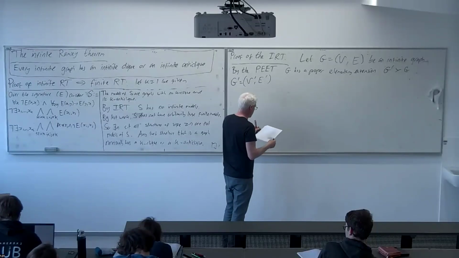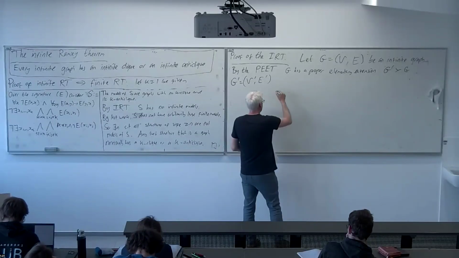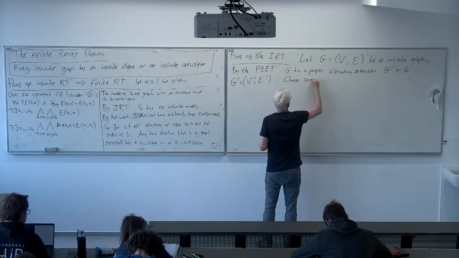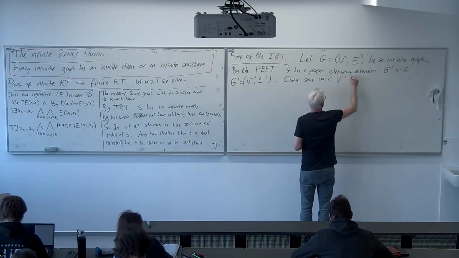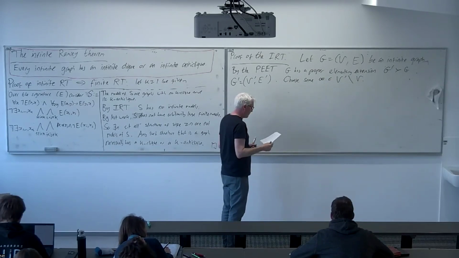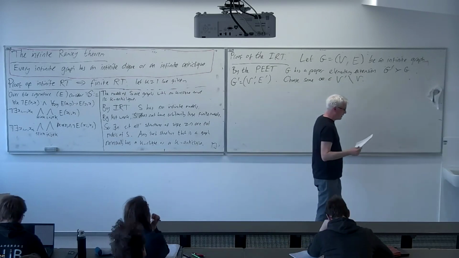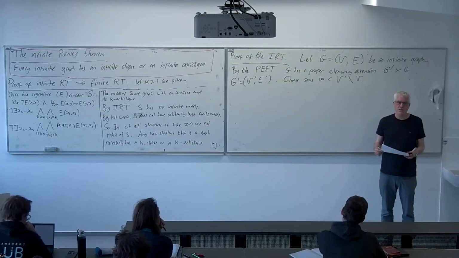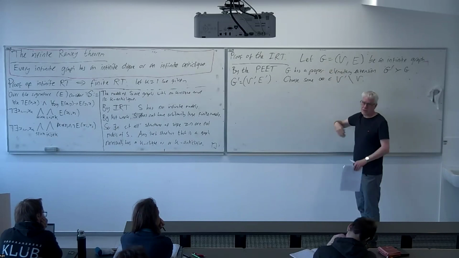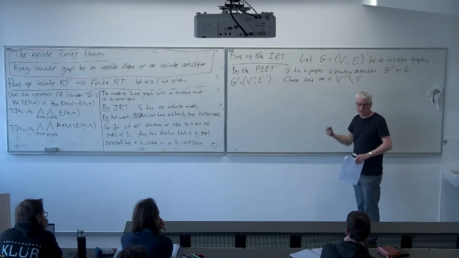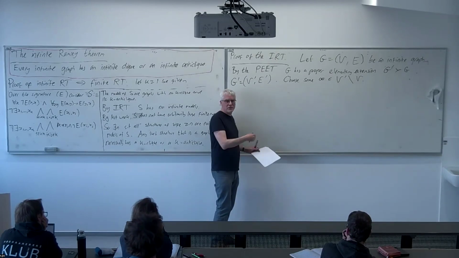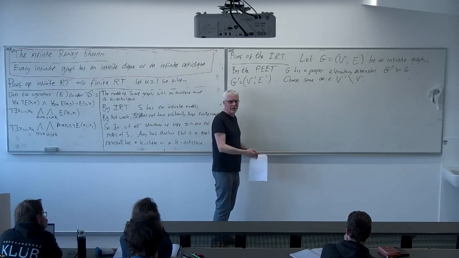Because it's a proper elementary extension, there's some element in V prime that's not in V. So let's choose one, and as is standard, we'll call it infinity. So choose some infinity that's in the elementary extension, but not in the original graph we started with. And what we're going to do is perform an iterated construction of two disjoint subsets of the original graph G, growing the two sets such that one of the subsets is always a clique and the other one is always an anti-clique.